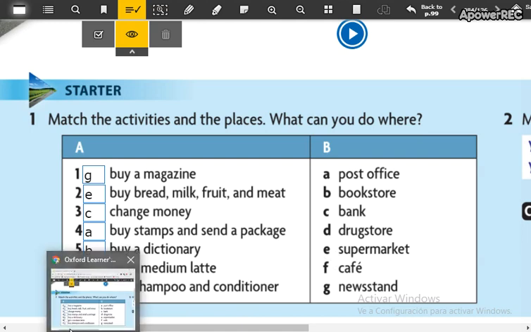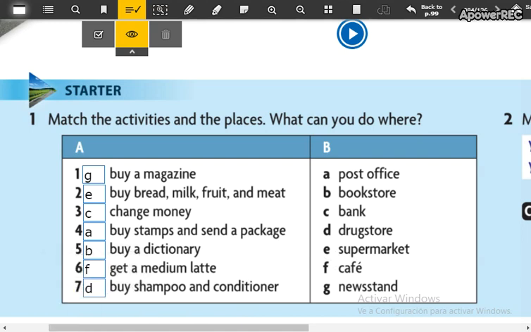Any questions about the vocabulary? Pueden hacer sus preguntas sobre el vocabulario al grupo de WhatsApp.